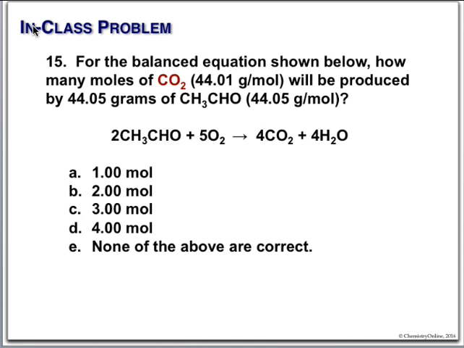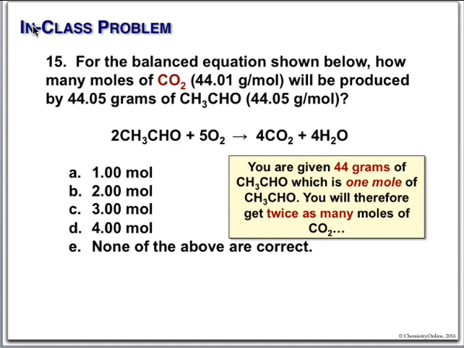So let's look at our equation here now. 2 acetaldehydes gives 4 CO2s. You're given 44 grams of acetaldehyde, and that's exactly 1 mole. For every acetaldehyde, you get 2 CO2s. 2 gives 4, 1 would give 2.